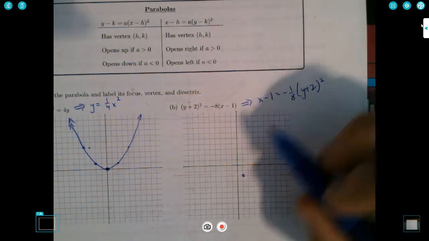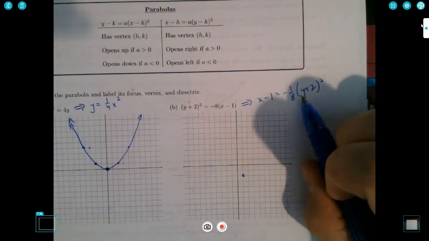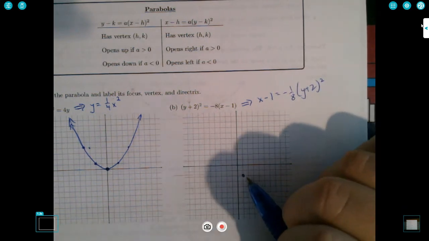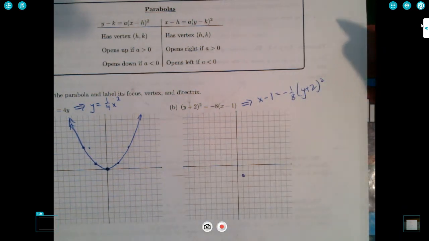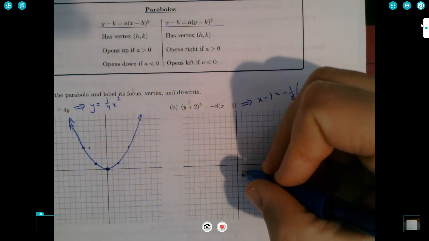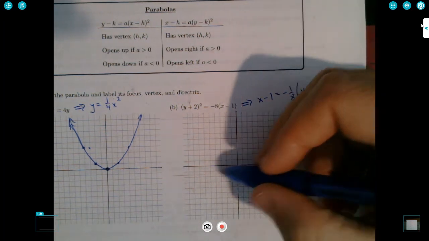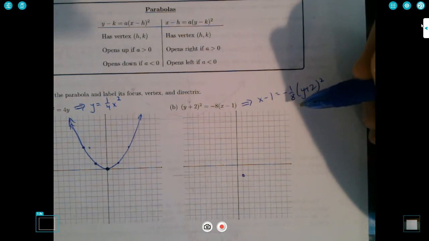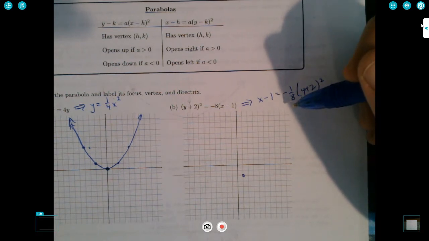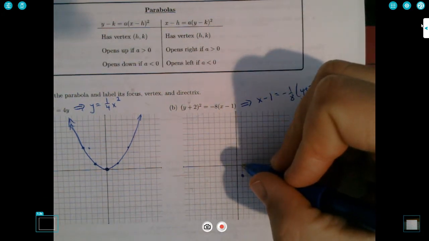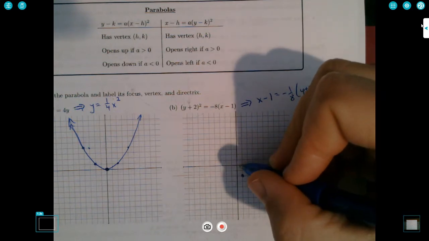And since it's an x equals y squared, it's going to open left or right. Since this is negative, it'll open left, so it's going to open this way. Usually we would go up and down 1, over 1, to the left 1 in this case. But since we're multiplying by a 1/8, we could go 2, and then usually up 4, so we'd just go up 1/2.